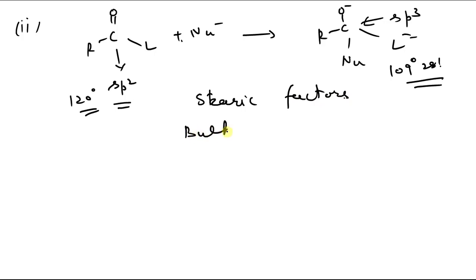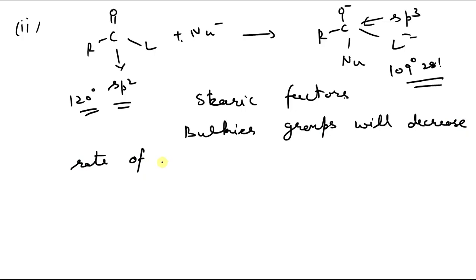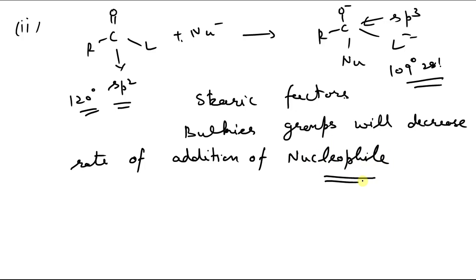Bulkier groups will decrease the rate of reaction, the rate of addition of nucleophile. These things you have already discussed earlier also in aldehydes and ketones. So that's why. The reason being that hybridization has to change from sp2 to sp3. In sp2 the angle is 120 degrees, in sp3 the angle is 109 degrees 28 minutes.